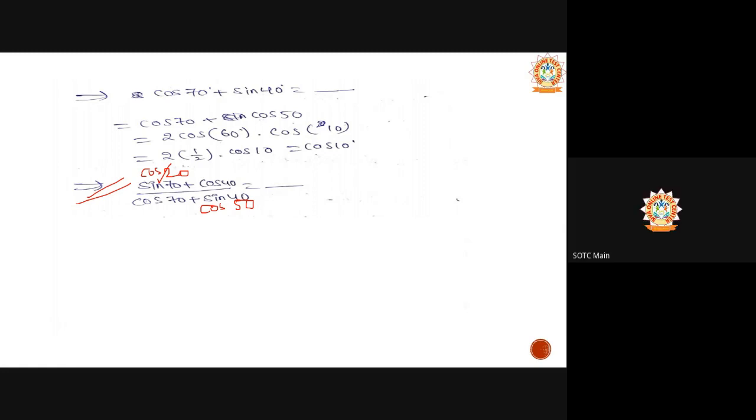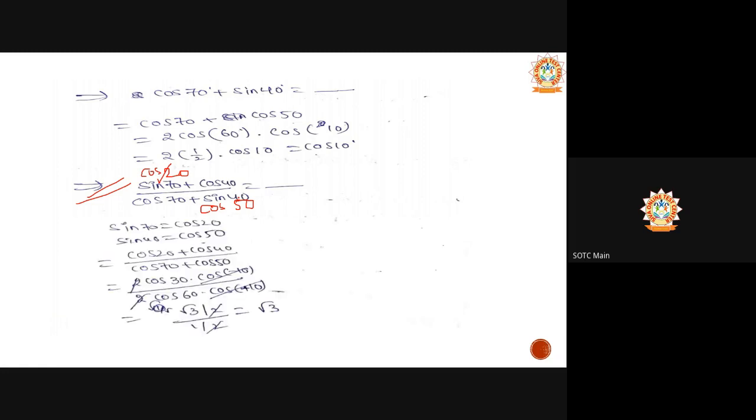Root 3, sir. Root 3, 1, 2, different answers. Root 3 is the correct answer. You can check here. Sin 70 is equal to cos 20. Sin 40 is equal to cos 50.